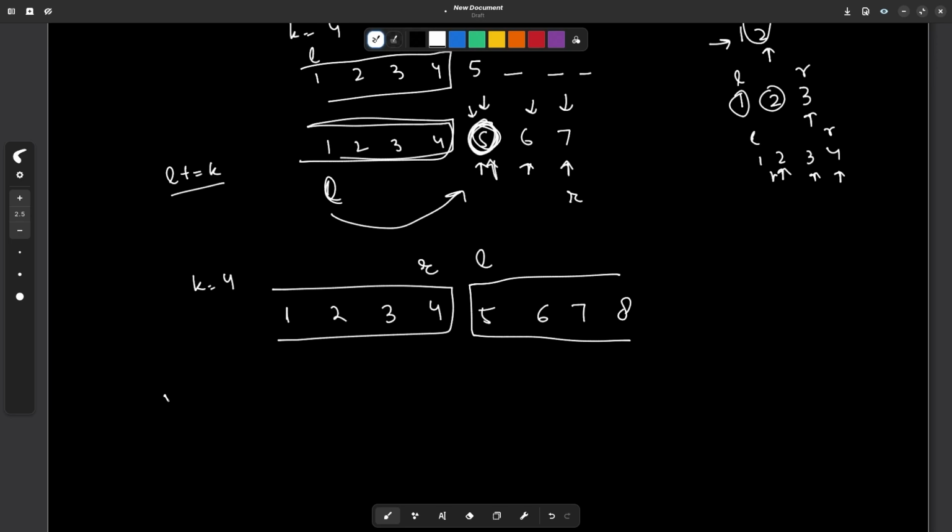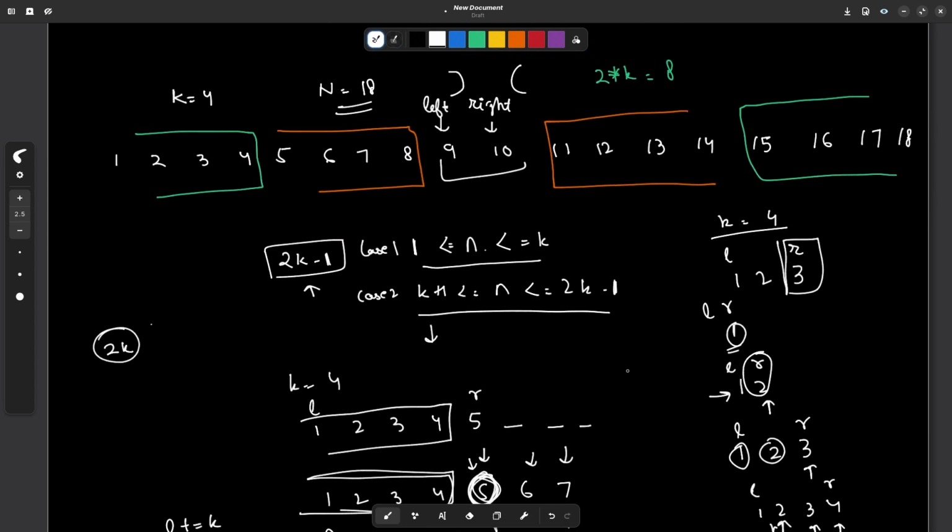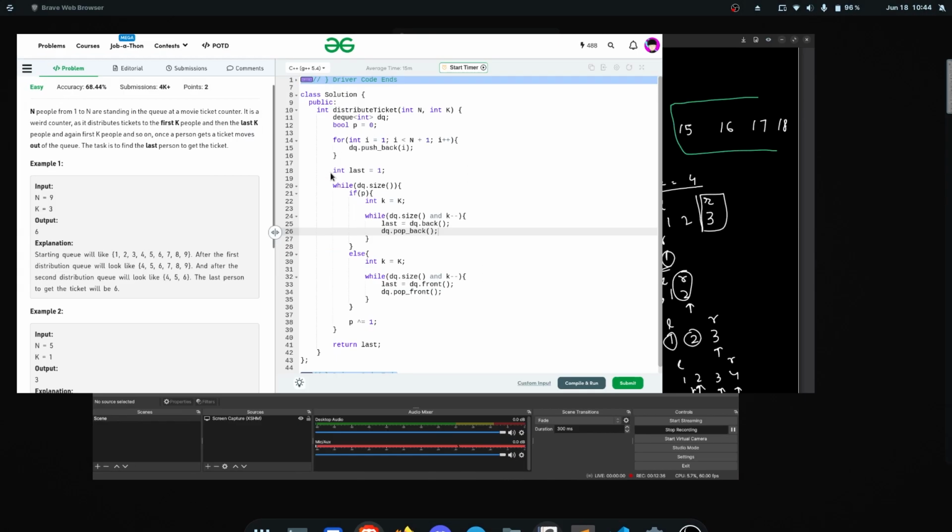So whenever the number of elements is a multiple of 2k, or you can also say that n mod 2k is equal to 0, the answer will always be the left pointer. So this is a special case that you need to take care of, right? So that's the only thing that we had in this particular question. Now let us have a look at the final code.